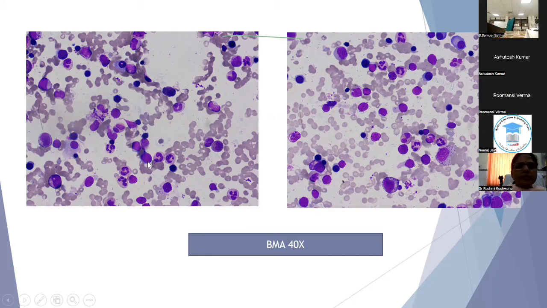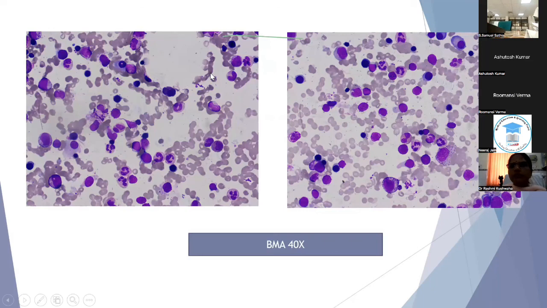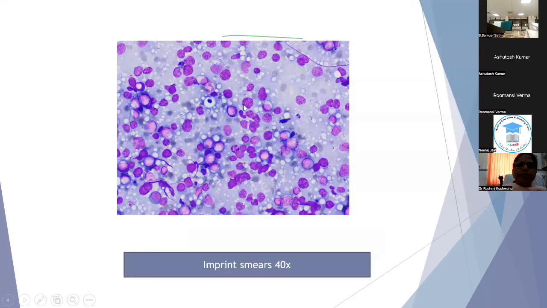So in this case, we see certain atypical looking lymphoid cells here. This cell, as well as this cell, is not good looking. This is another field which is showing presence of large number of these atypical looking cells. This patient had splenomegaly along with the palpable cervical lymph node. So by this time, we have a clue that maybe a non-Hodgkin lymphoma is infiltrating into the marrow. These are the imprint smears, and the imprint smear had large amount of these cells, and of course, large amount of bare nuclei.